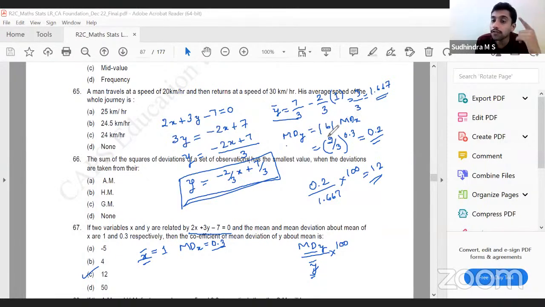Similarly, mean deviation of y is modulus of b into mean deviation of x. This is the property that we have discussed. b is minus 2 by 3. Modulus of b is 2 by 3. Into mean deviation of x, they have given 0.3. So with this, if you simplify, you get 0.2. Coefficient is 0.2 by 1.667 into 100.